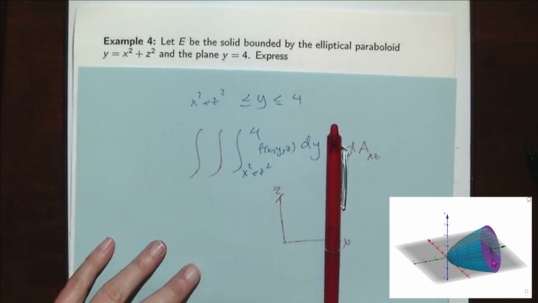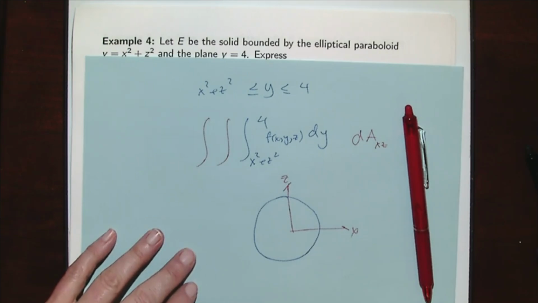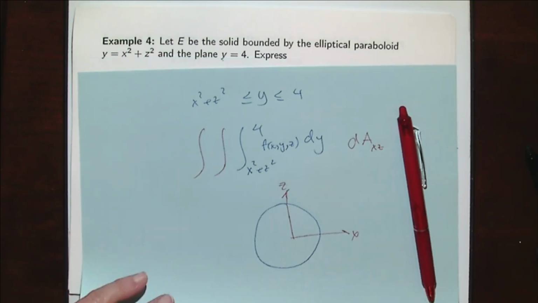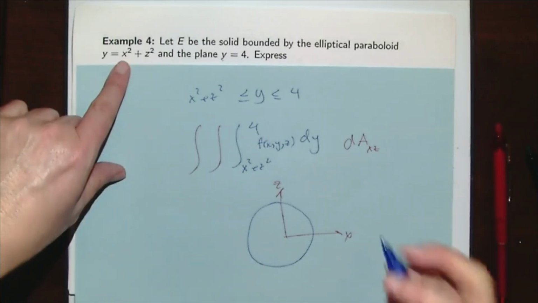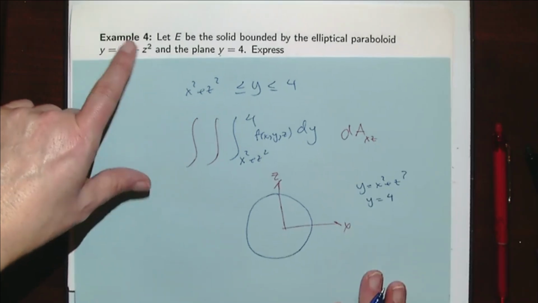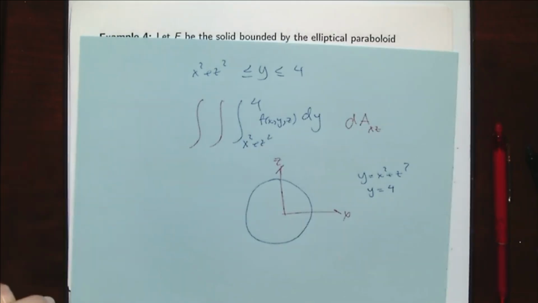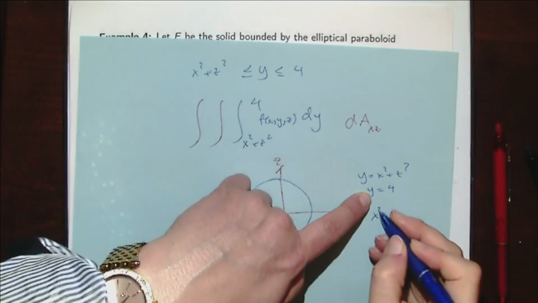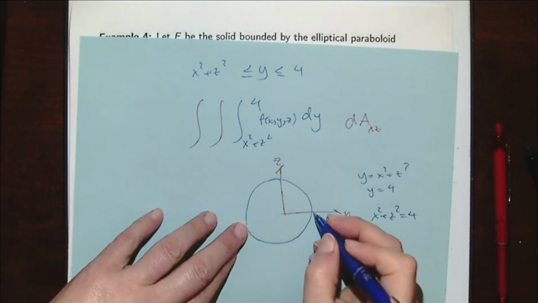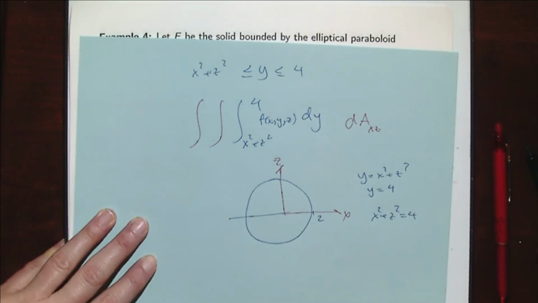So what does this disk look like? What's the radius of the disk? How do I figure out the radius? Here you have y equal to x squared plus z squared, and y equal to 4. This disk comes from where the two surfaces meet. So what is that? The radius is 2. Fair game? Okay.